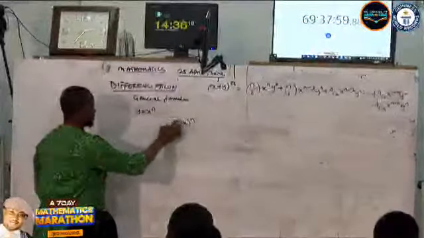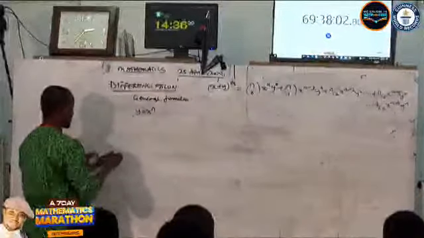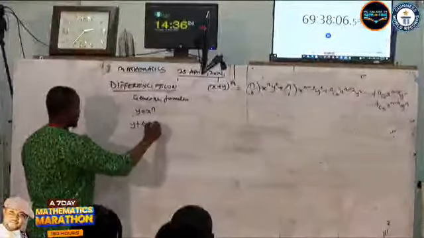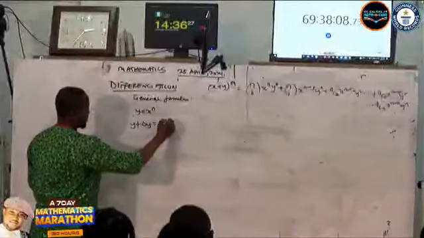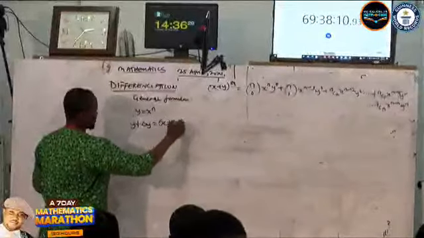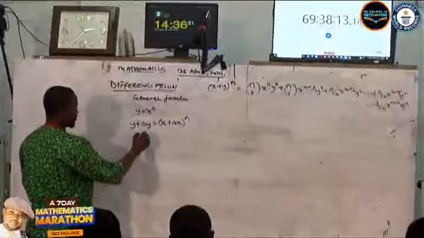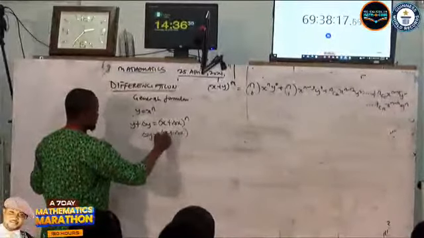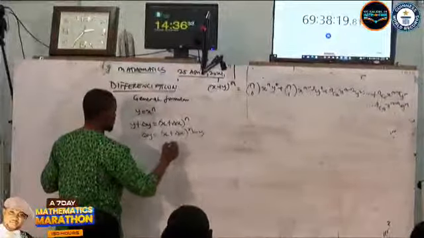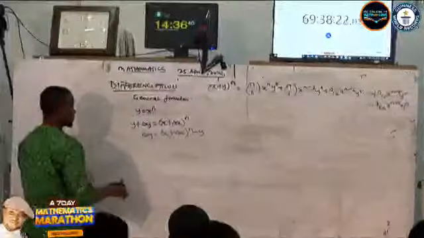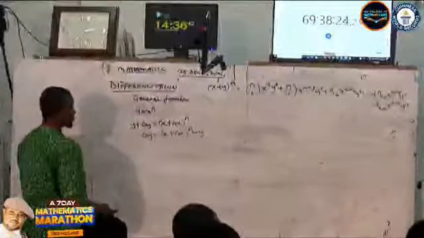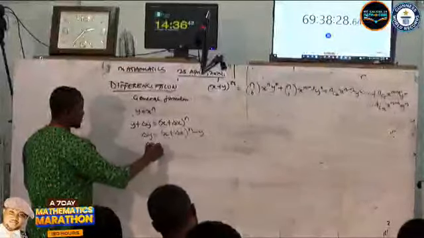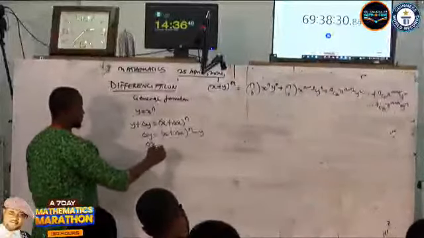So if you now have that, this place will now be y plus change in y equals x plus change in x to the power of n. So therefore my change in y will now be x plus change in x to the n minus y. That is to say that my change in y, if you expand this, what do you have?